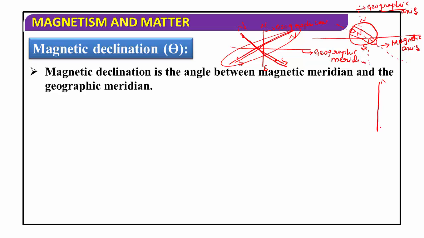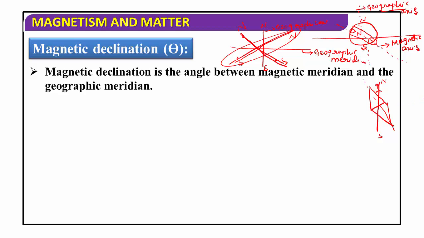It has two poles, one is north and the other is south. Suppose the magnetic needle is placed on this surface here. This angle is the magnetic declination, between the geographic meridian and the magnetic meridian, or the geographic axis and the magnetic axis, both are the same. Magnetic declination is the angle between the magnetic meridian and the geographic meridian, or the magnetic axis and the geographic axis.